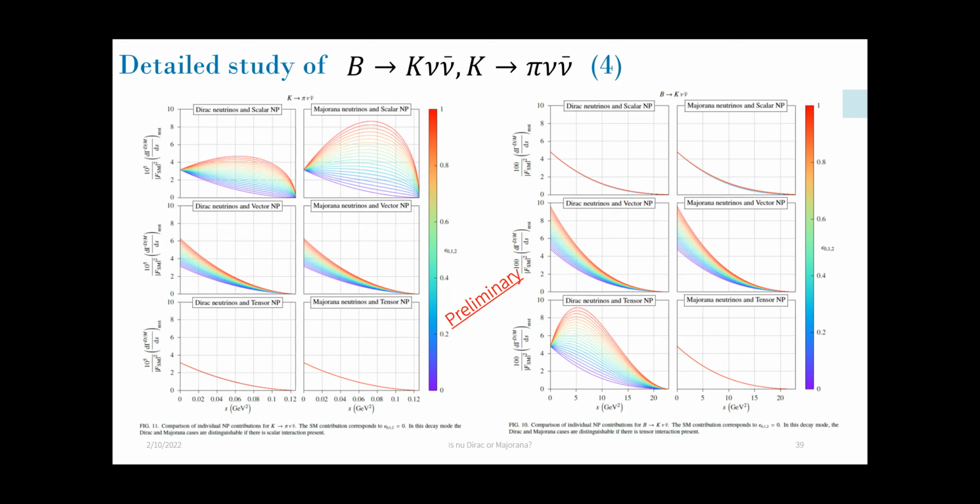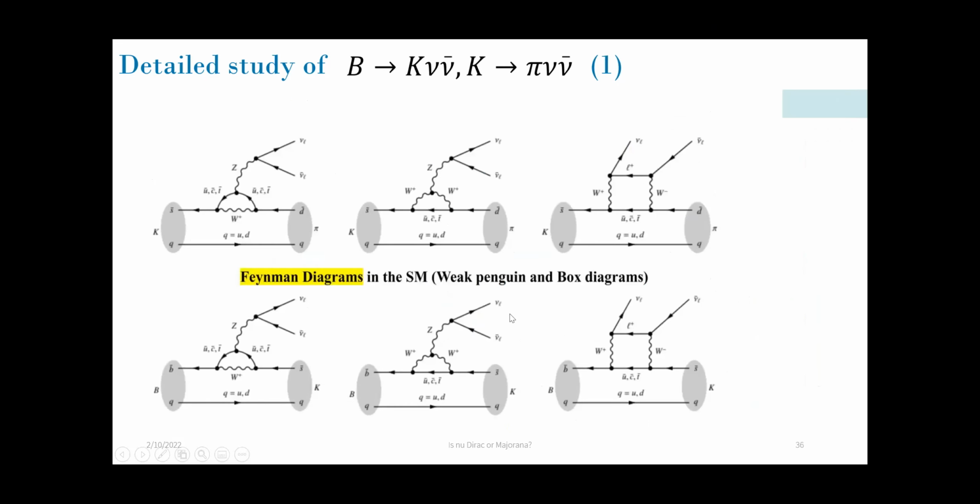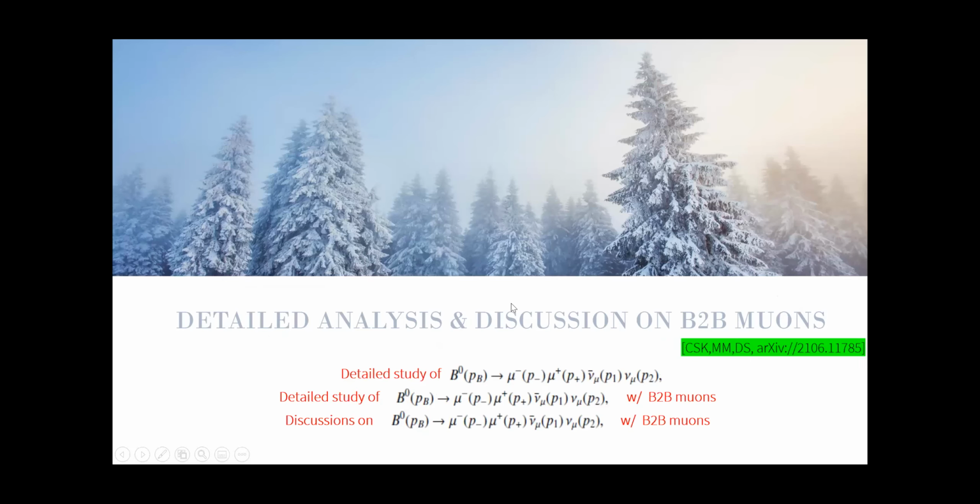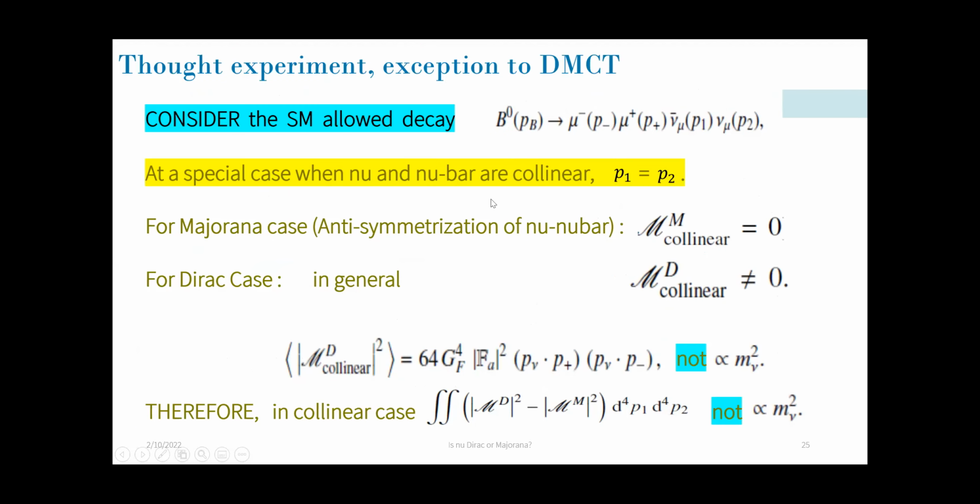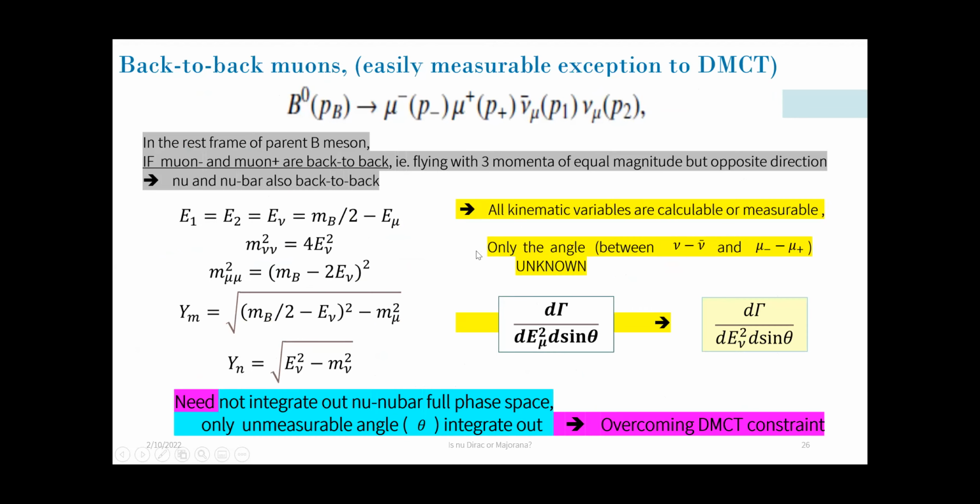In the first part of your talk, in the case of back-to-back, you were talking about Majorana neutrinos, where the amplitude in the collinear limit vanishes, so that you can in principle distinguish between Majorana and Dirac cases. You also consider the integral over the momentum, but you are still integrating the phase space in the collinear limit, right? You don't do the full integral.